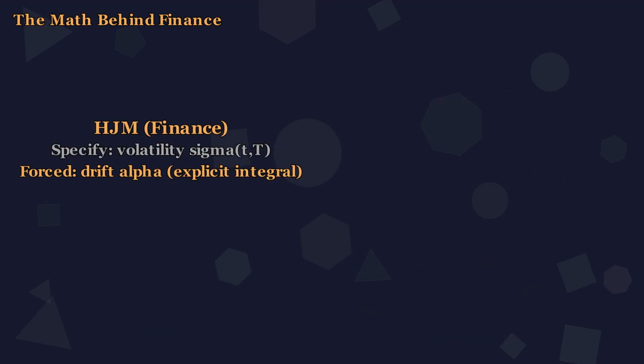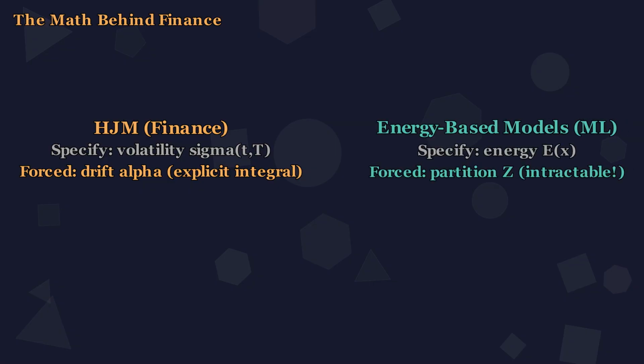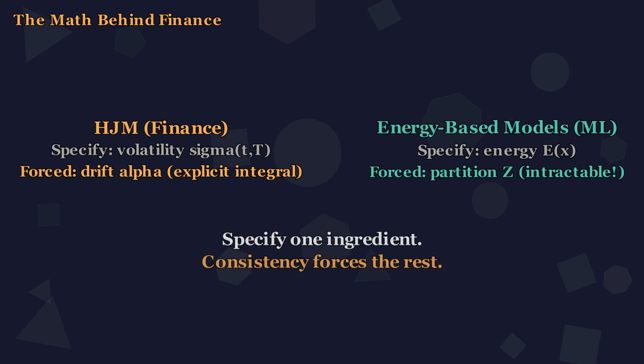Now for the bridge between finance and machine learning. In the HJM framework, you specify the volatility function, and no arbitrage forces the drift. The constraint is an explicit, computable integral. In energy-based generative models, you specify the energy function, and consistency forces the normalization constant Z. But unlike HJM, Z is intractable. Both fields face the same deep pattern. Specify one ingredient, and a consistency constraint determines the rest.